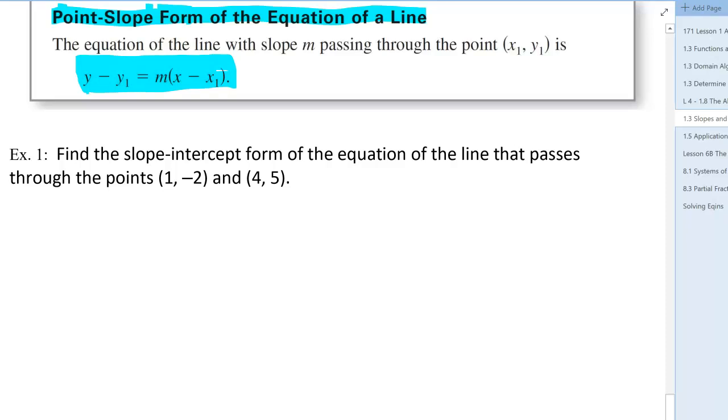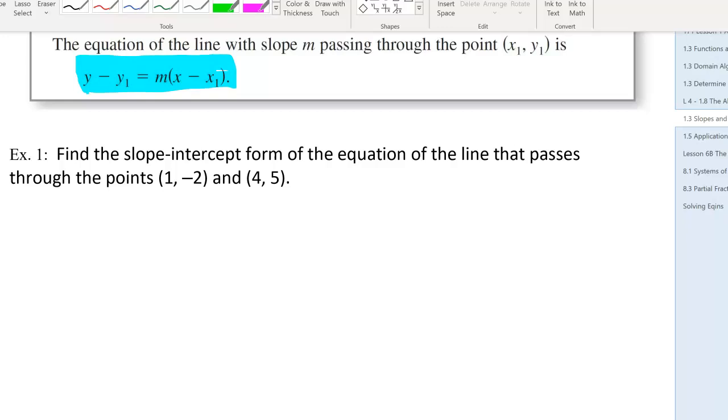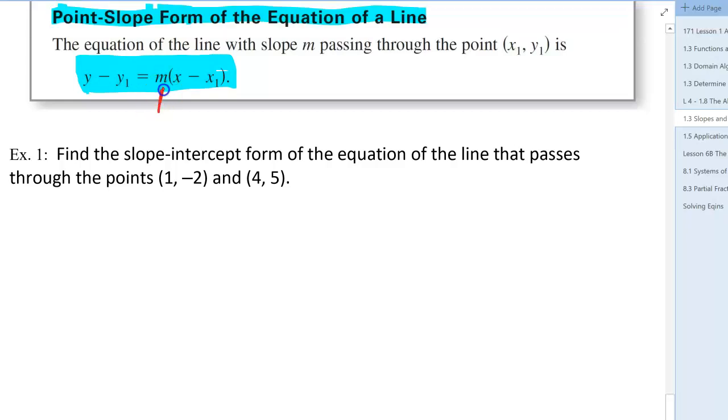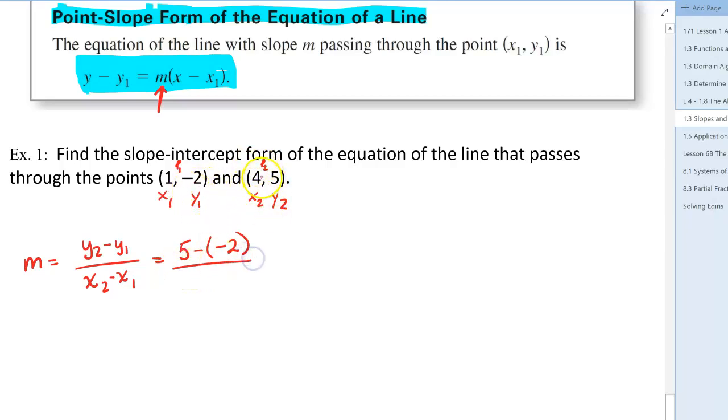So what we need to do first is find the slope. So first we're going to find m. Let's call this point 1 and this point 2. So this will be x sub 1, y sub 1, x sub 2, y sub 2. Remember, m is equal to the difference of the y's on top over the difference of the x's on bottom. So that's going to be 5 minus -2, be really careful with those signs, over 4 minus 1, which will give me 7 over 3.